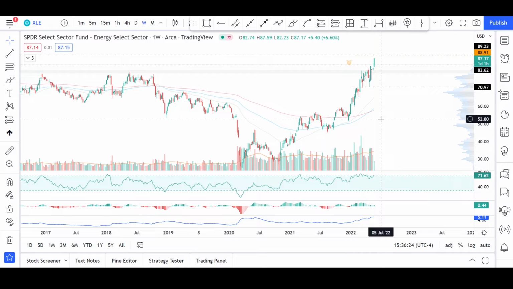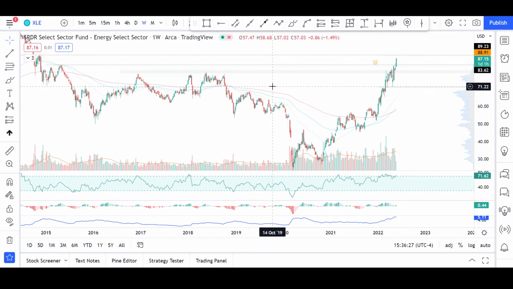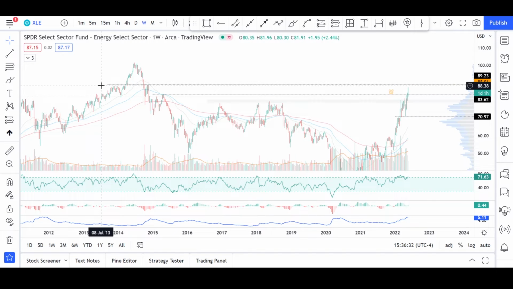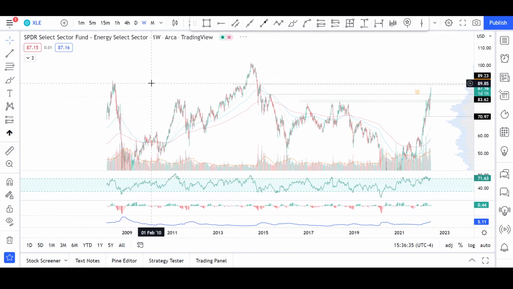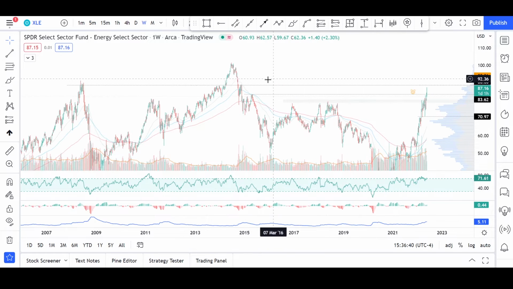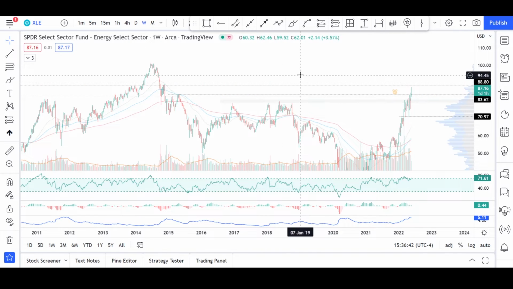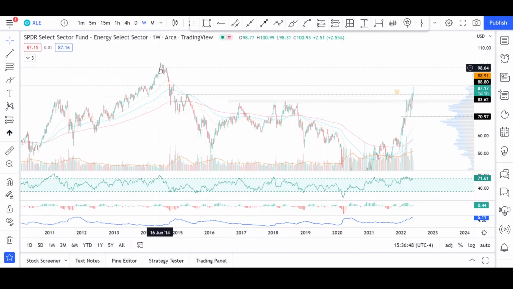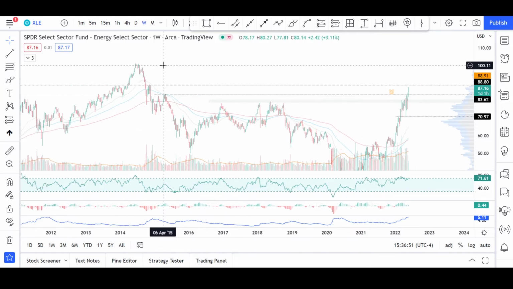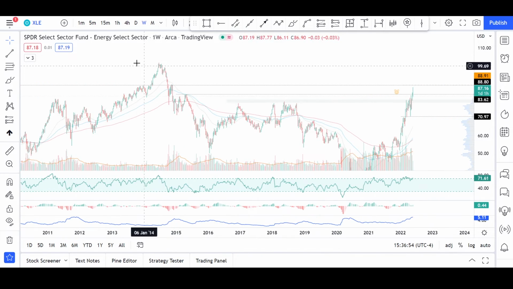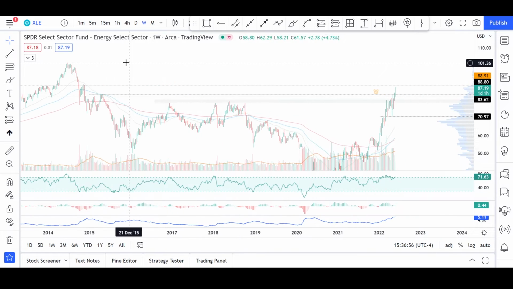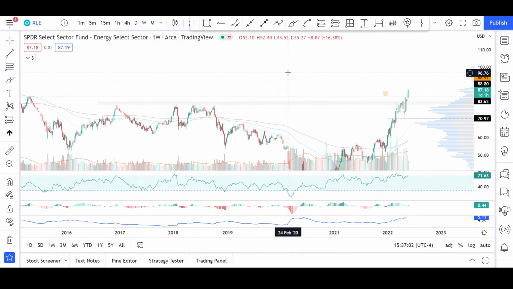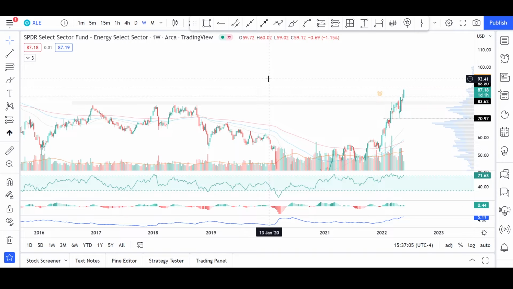Select Sector SPDR Energy is looking like we are just heading towards 90 points. That is a very important resistance that has been tested thrice, and right afterwards there is a clear path to all-time highs set in 2014 at the 100 points level. So it's a very important psychological area where we should get a selling, maybe once again, with this energy crisis going on.